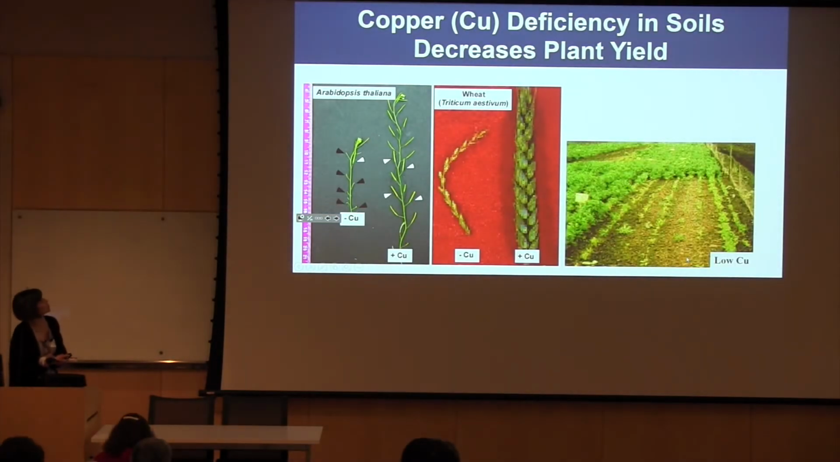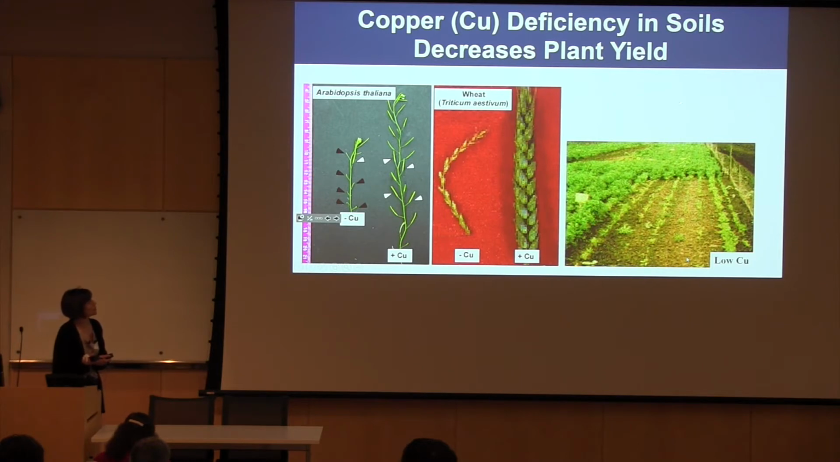Okay, so copper deficiency in humans is not as widespread as iron deficiency. However, copper deficiency in soils can dramatically decrease crop productivity, and it significantly affects plant fertility, and wheat anecdotally suffers apparently the most from copper deficiency.